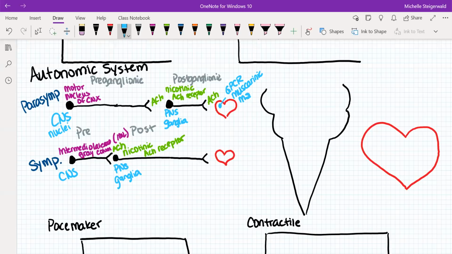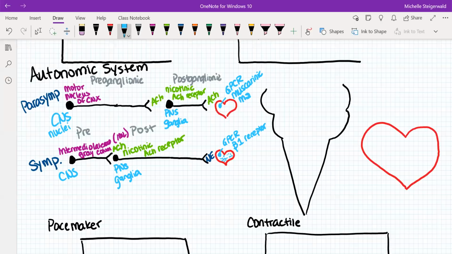For the sympathetic system, we're not going to release acetylcholine from the postganglionic. Now we're going to release norepinephrine. And that norepinephrine is also going to bind to the pacemaker cells, to a GPCR, but this GPCR is specifically for norepinephrine. It's a beta-1 receptor. And additionally, we can actually also activate contractile cells. So I'm just going to show like they can actually feed to all the contractile cells.